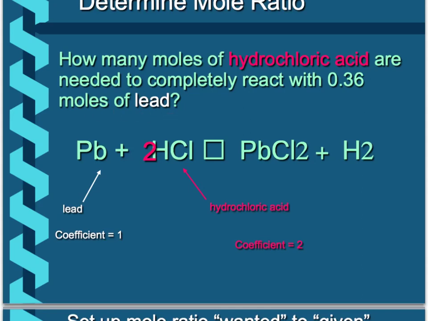And so what we need to do is we need to find lead. We need to find hydrochloric acid and look at these coefficients. Lead has that coefficient of 1, and hydrochloric acid has a coefficient of 2.